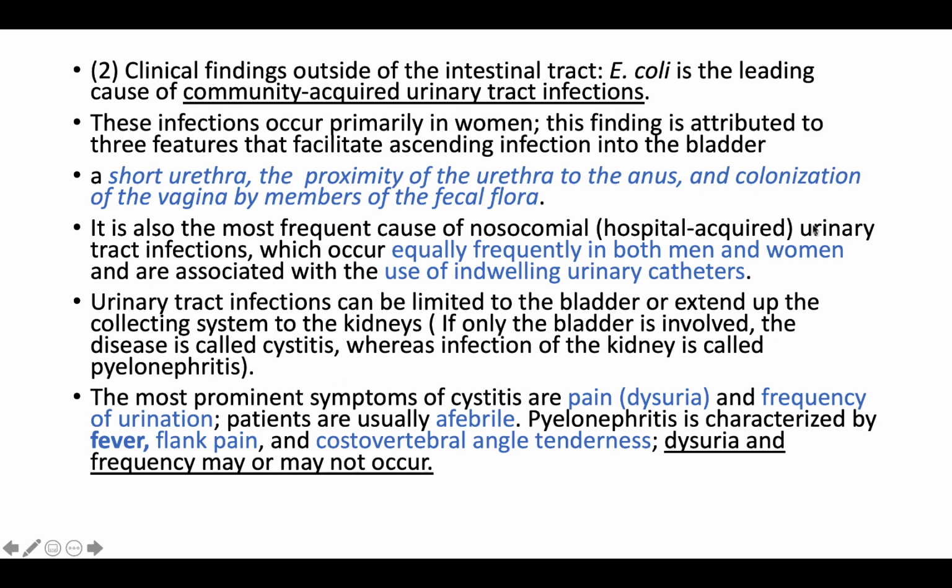Okay. Clinical findings outside the intestinal tract: community acquired UTI. These infections occur primarily in women. We discussed this: short urethra, proximity of the urethra to the anus, colonization of the vagina with the fecal flora. It is the most frequent cause of nosocomial hospital acquired infection, which occurs equally frequently in both men and women, because of the catheters. Urinary tract infection can be limited to the bladder or extend up the collecting system to the kidney.